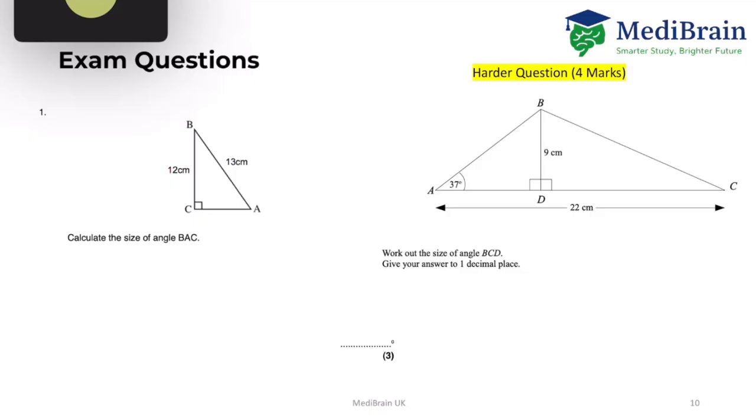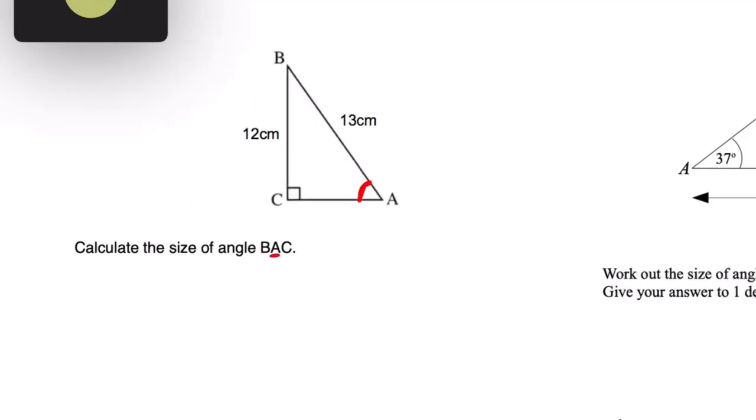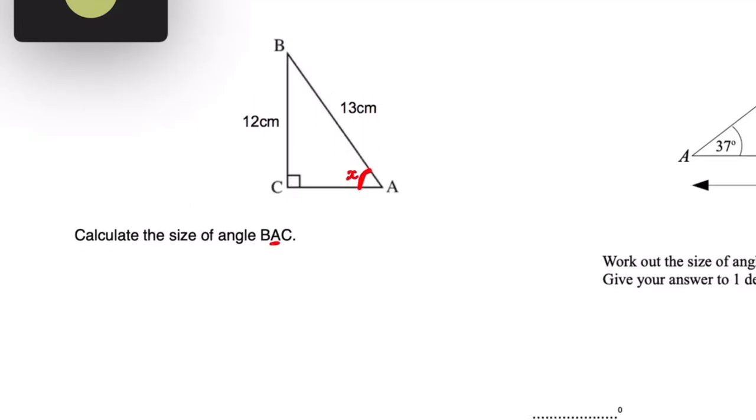So calculating the size of angle BAC, which one's that? Just look at the middle letter. The middle letter is A, so it's asking you for this angle, A. Okay, that's our X that I'm going to label.